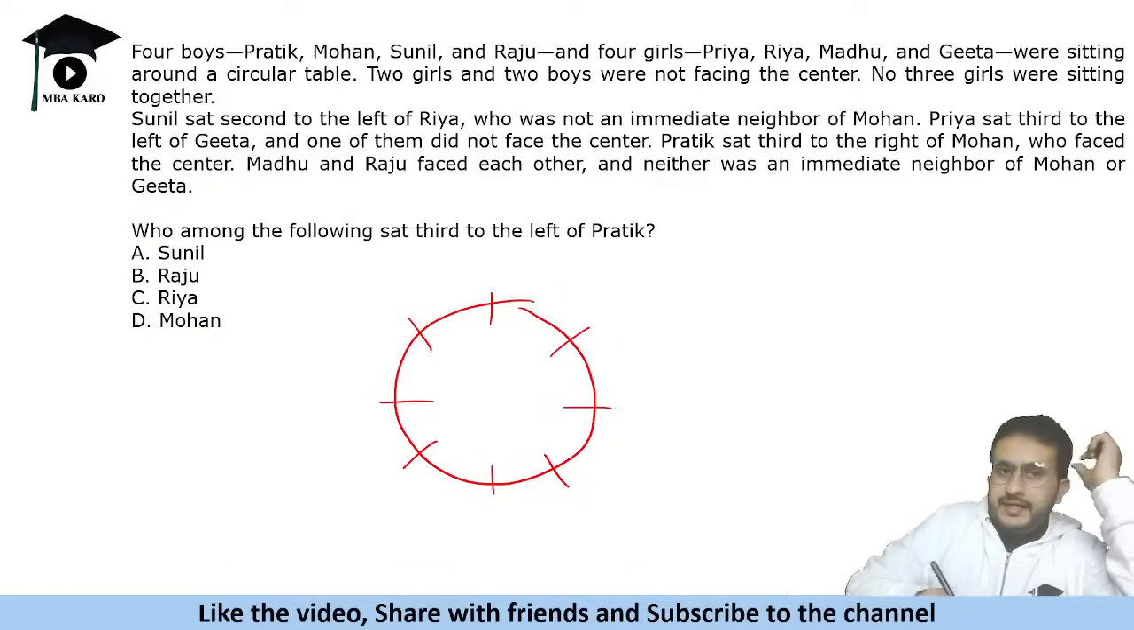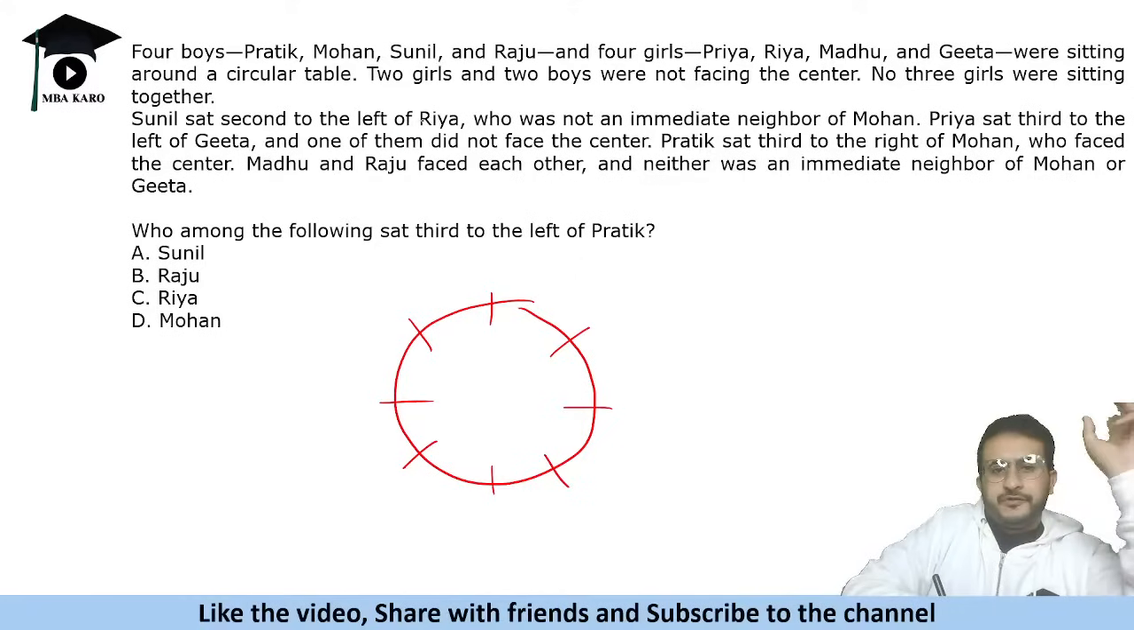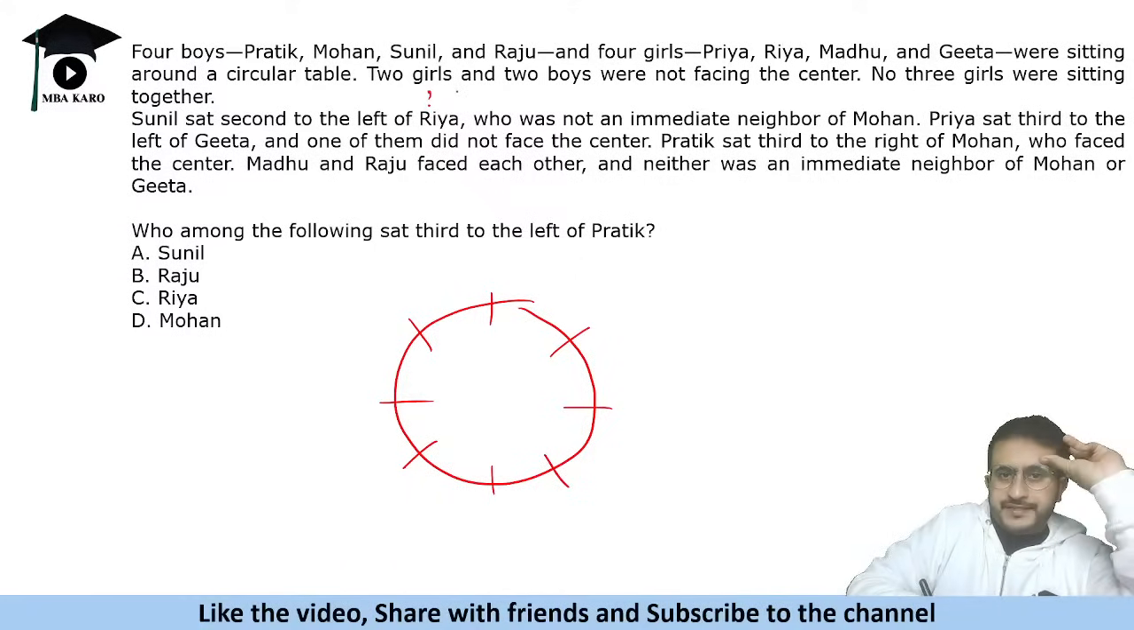So let's see, there are eight people. Yeah, Pratik, Mohan, Sunil, and Raju, and these are the four girls also. Now Sunil sat second to the left of Ria, who was not an immediate neighbor. So Sunil sat second to the left of Ria. Direction is not known whether she is facing the center or away from the center.